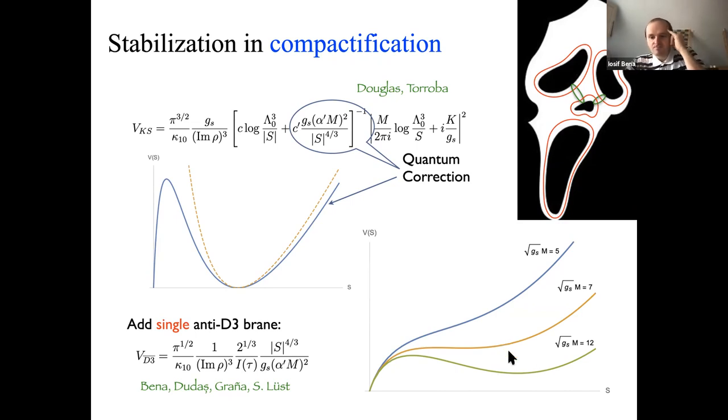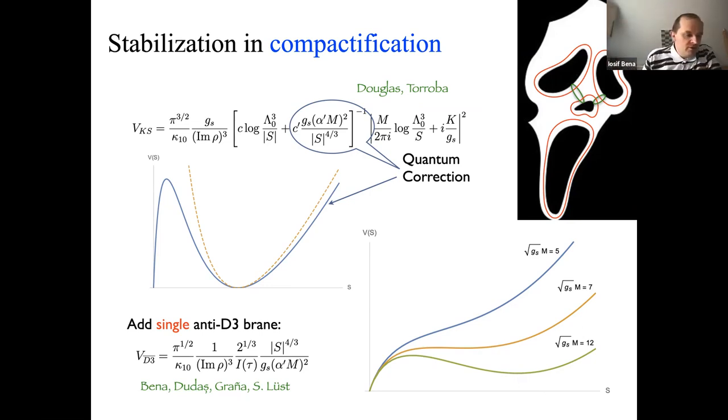However, if the anti-brane is attached to a geometry which has a large square root of g_s times M, like seven or higher, then you can see that the anti-brane can actually give a metastable configuration. So that's interesting. It looks like one anti-brane can do the job. If the throat is very, very small, it will destabilize it. But if it's long enough and big enough, it will not destabilize it. So then it looks like one anti-brane is happy.